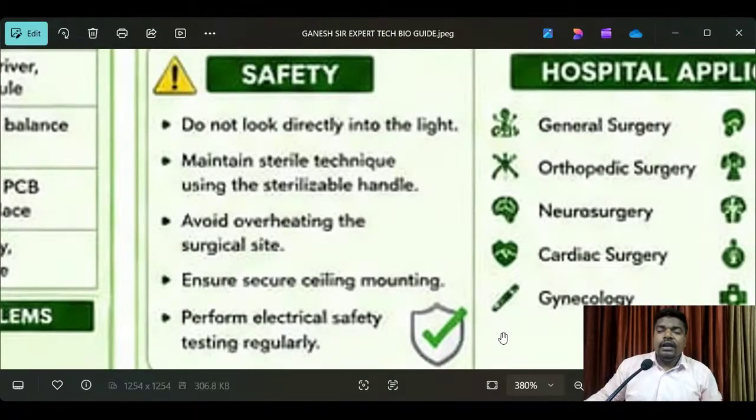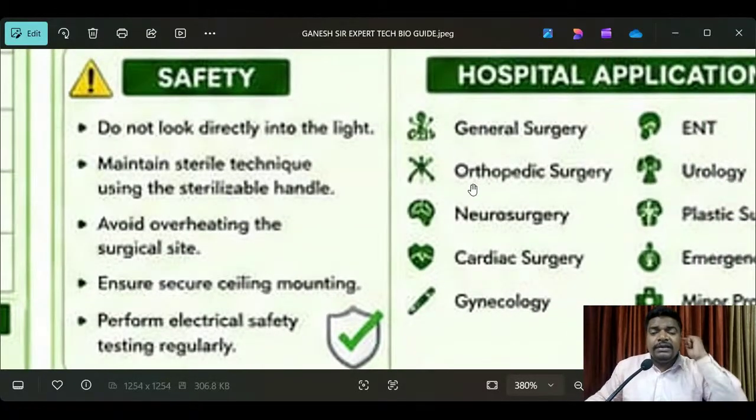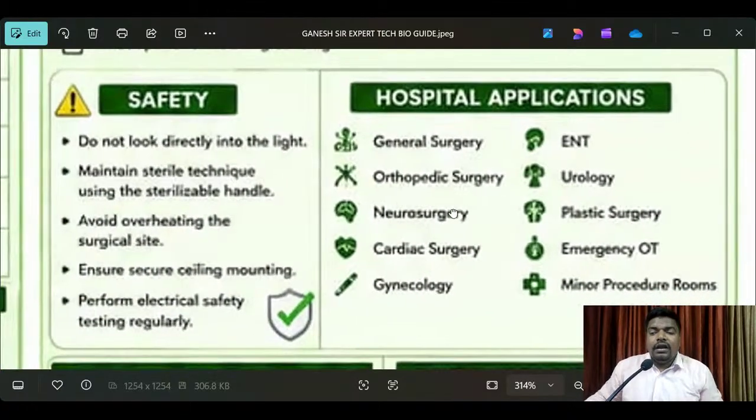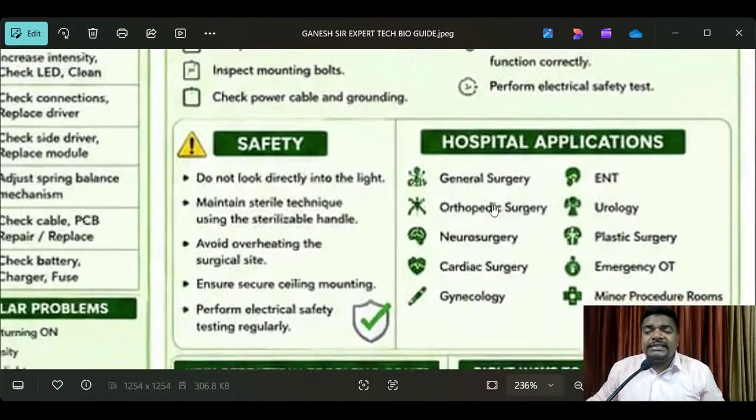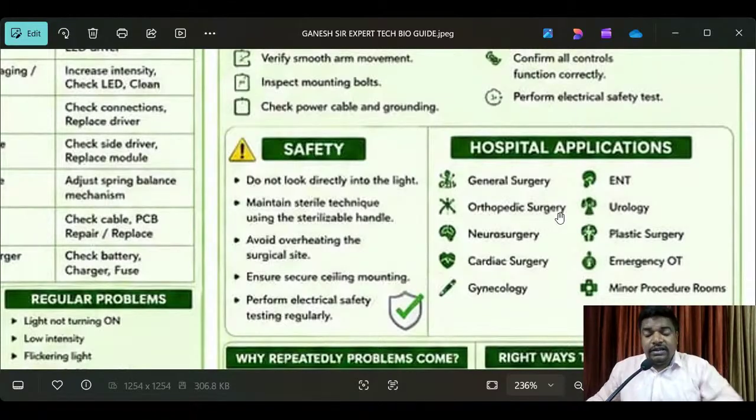Right, come on. So we successfully completed the safety precautions. Now come here. In hospital applications, where is the OT light available, sir? Where is the surgical light available, sir? You should know. Understand? If you go to the OPD, then you will not get it. That's why I will show you what places it is available, then you can understand right now.